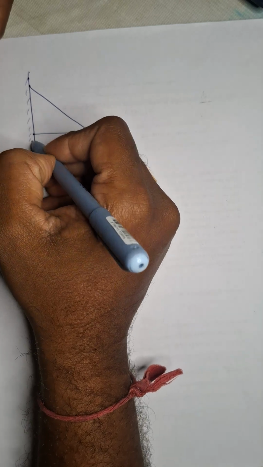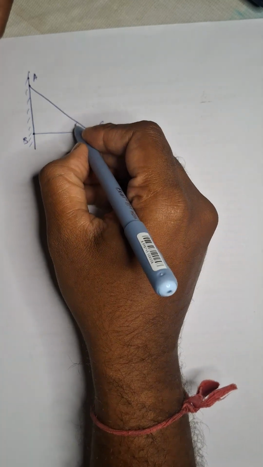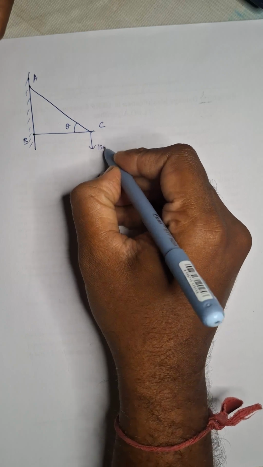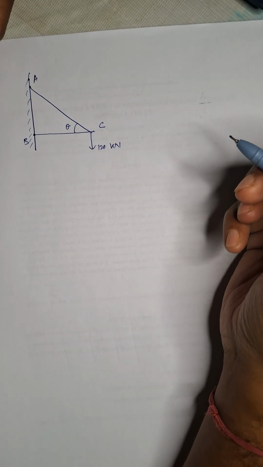This is a truss and these sides are fixed. This is point A, this is point B, and this is point C. The angle is theta and a load of 120 kilonewton is applied here.